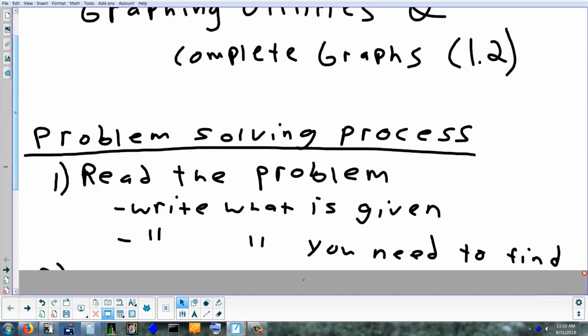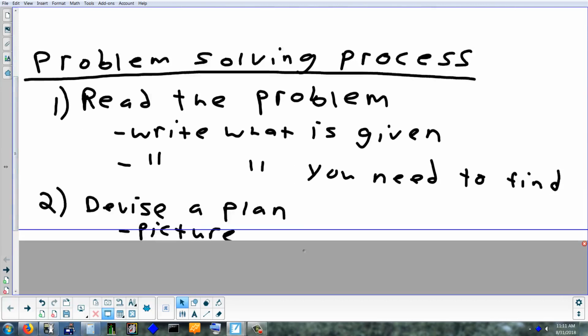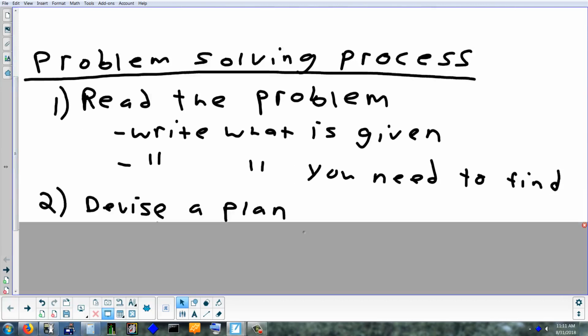So the first thing is, when you read the problem, organize the information into two things. What do they want me to find? What are they giving me? Okay? So what do you already know? What do they want you to find out? That's the first step.